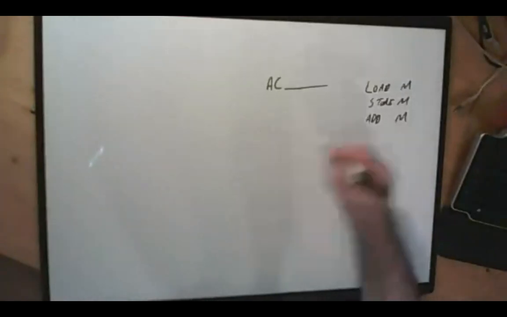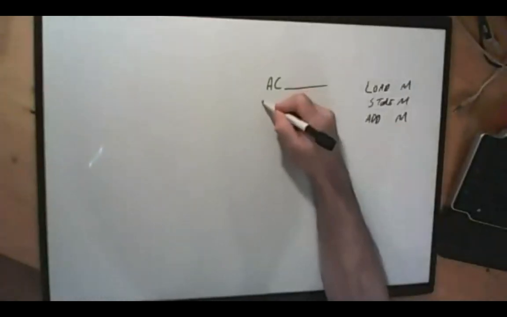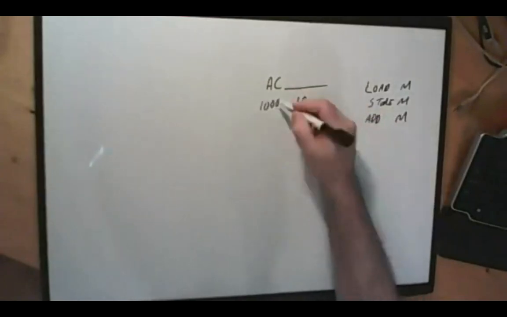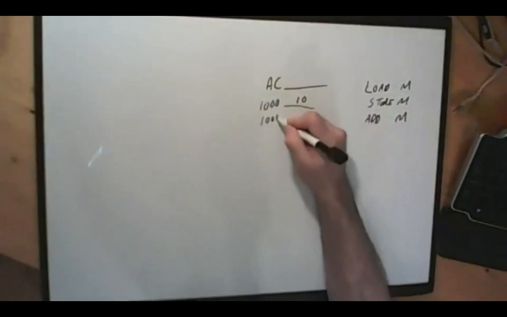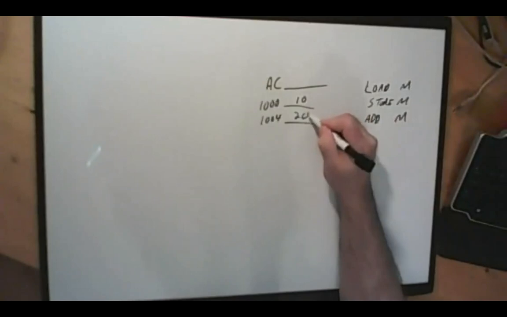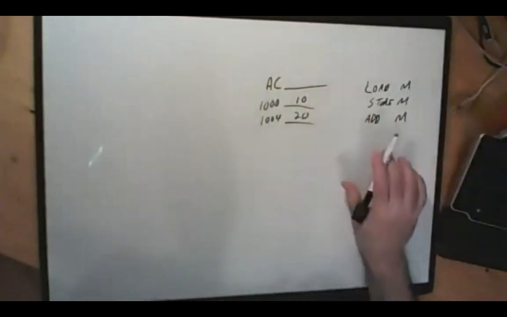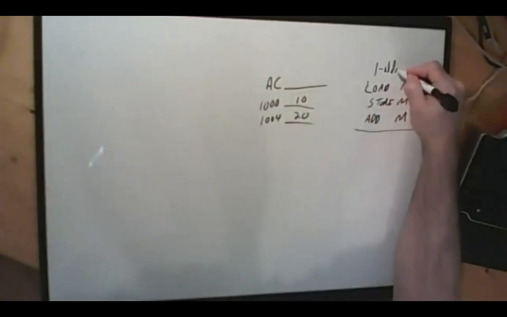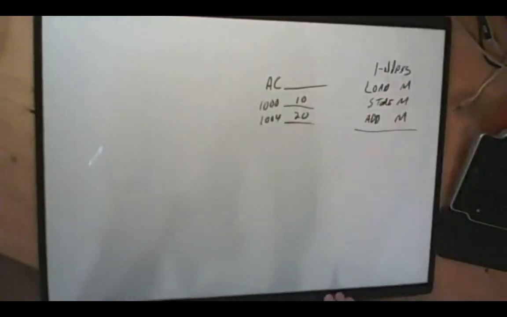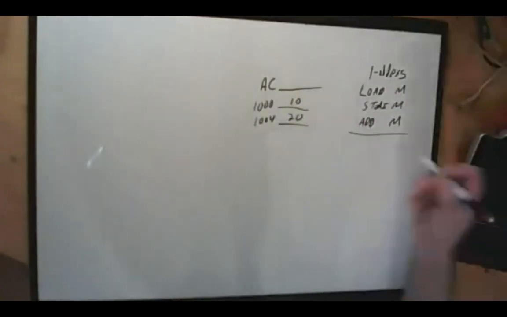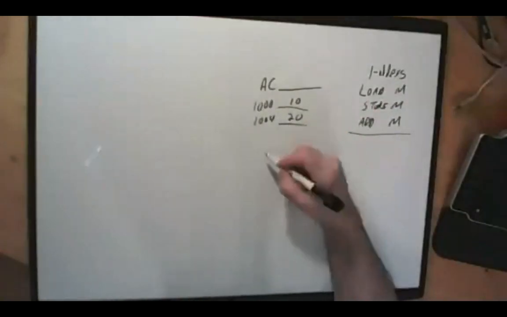So for our program, again assuming that we've got some value of X, let's say it's 10, like I said, at memory address 1000, and you've got some other value at 1004, and you want to add those, and you've got a one address memory architecture, you'd first have to load one of these values into the accumulator.